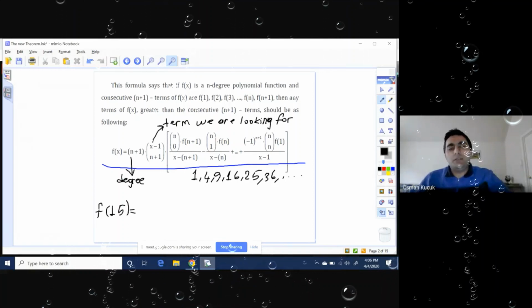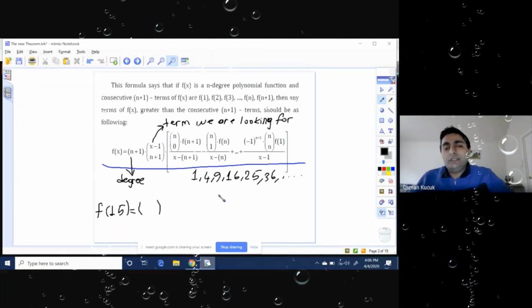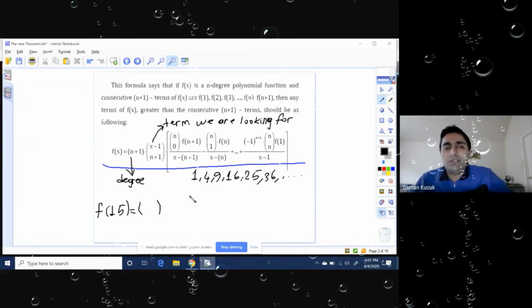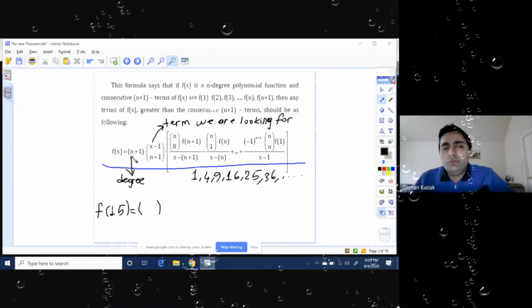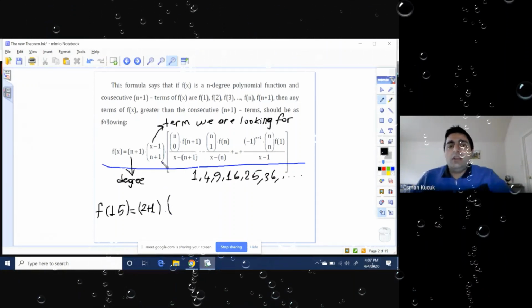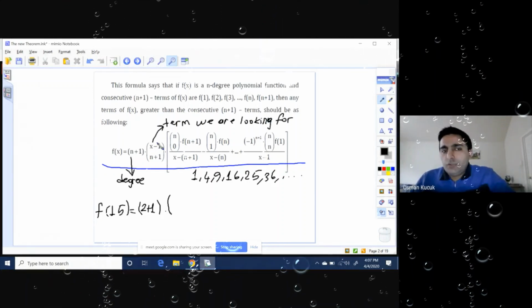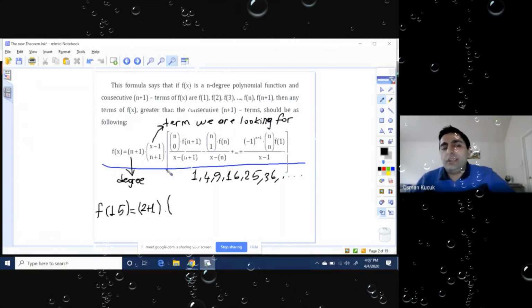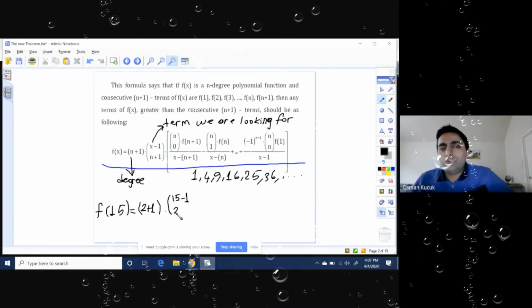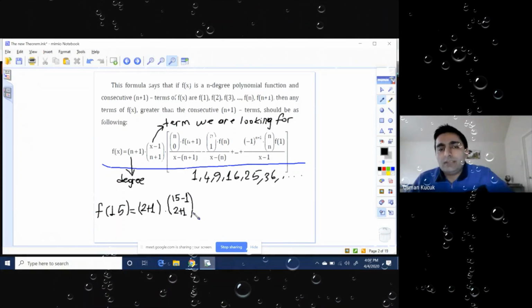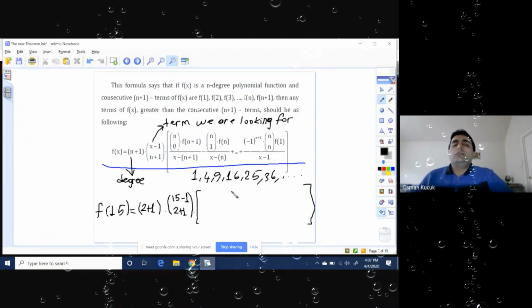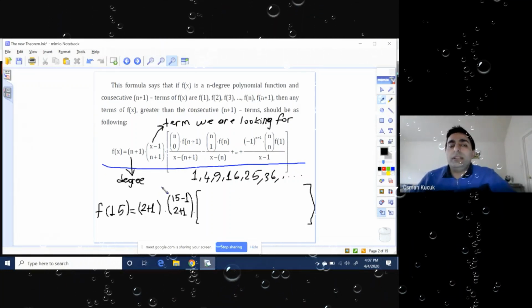f of 15 is equal to, since the perfect squares are forming a quadratic sequence, we need to substitute 2 for n. So 2 plus 1 times, we are looking for the 15th term, so we need to substitute 15 for x, 15 minus 1 combinations of 2 plus 1 times the parentheses. In the parentheses, we need to use the binomial expansion.